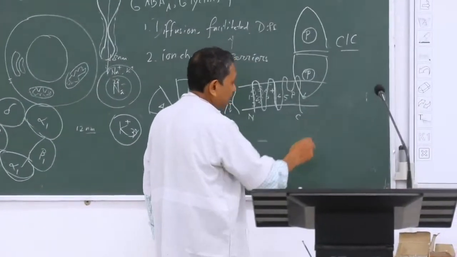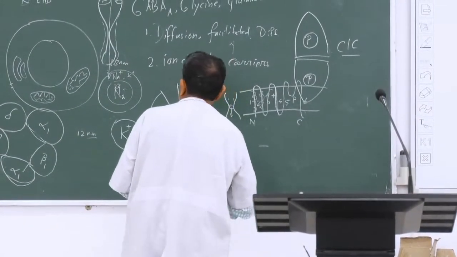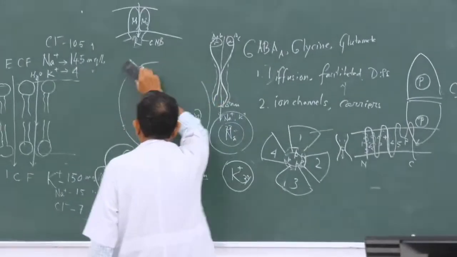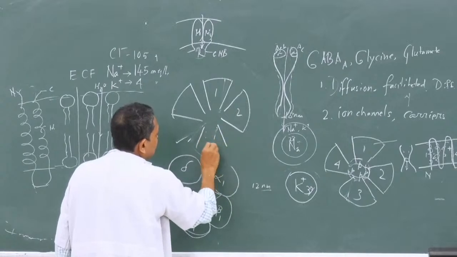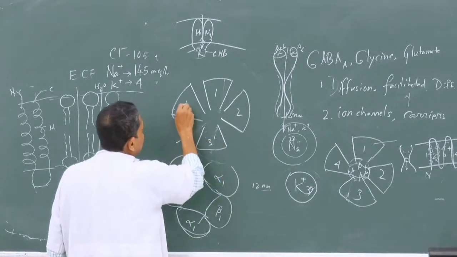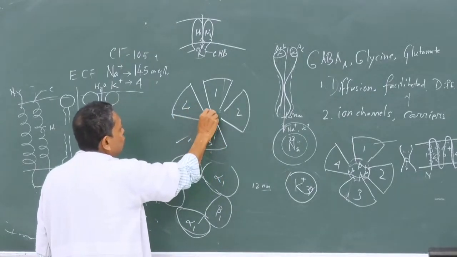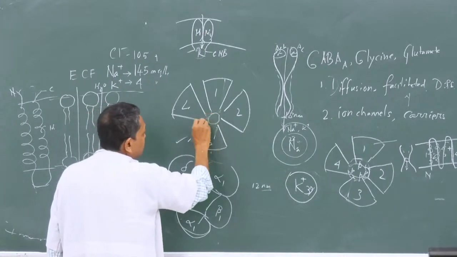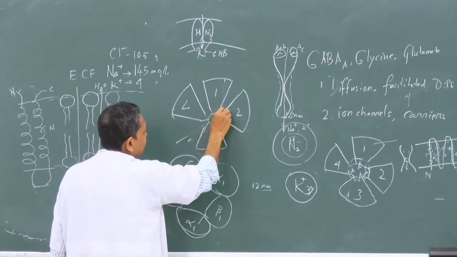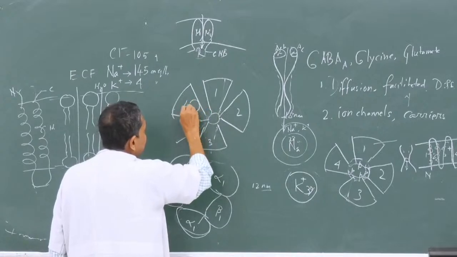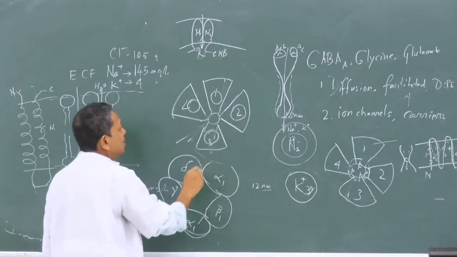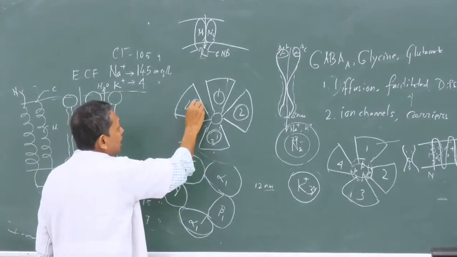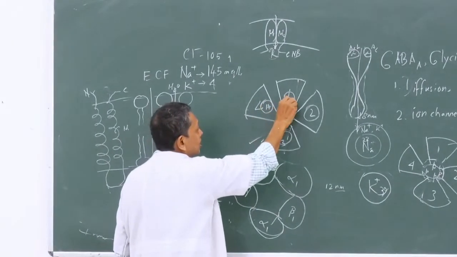In the renal tubules, they are present. Elsewhere, there are also aquaporins: 1, 2, 3, 4. They all come together to form a tetramer, and they have pores within this, through which water can easily enter.